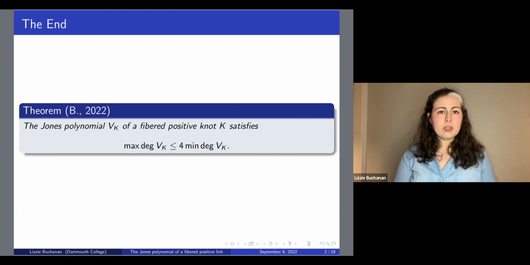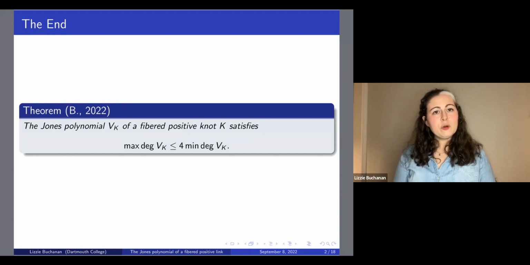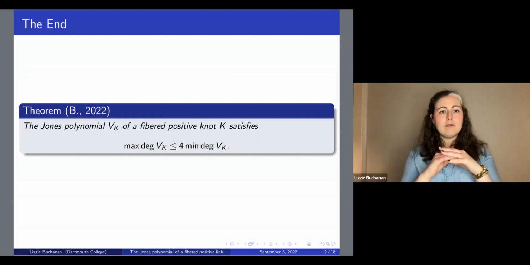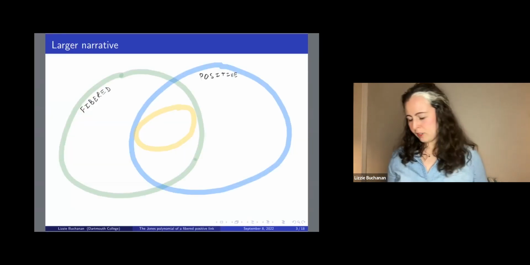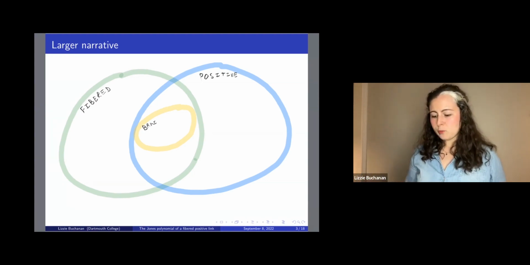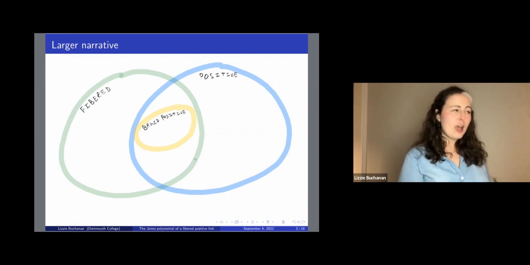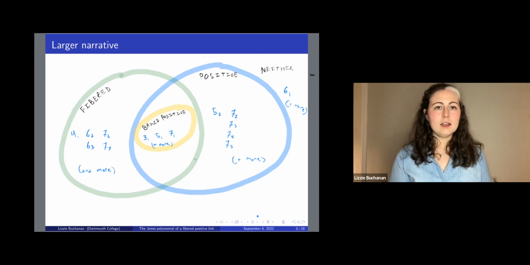So why would people care about that? Well, obviously, if you're interested in fibered knots, this could be helpful. If you're interested in positive knots, and also for those of you who are interested in braid positive knots, because braid positive knots are actually a subclass of fibered positive knots. So I'm just going to draw a picture of that briefly. So we have fibered knots, positive knots, fibered positive knots, and braid positive knots. And I do want to note that not every fibered positive knot is a braid positive knot. There are knots that do not fall into that classification.